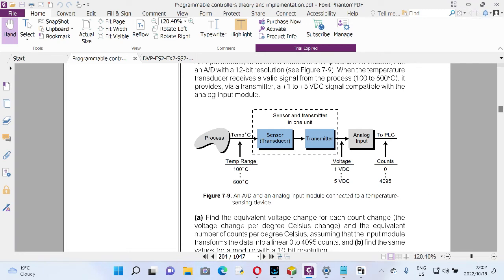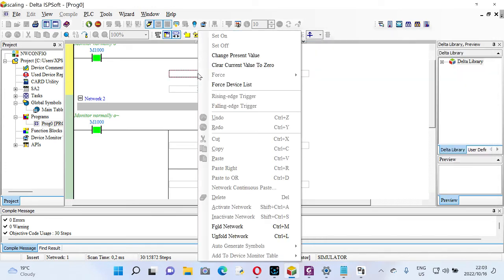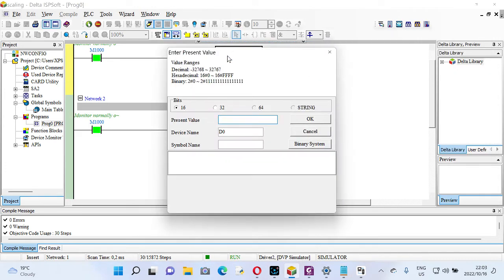Why did I use 4096? Because when I count in binary bits, 0 is a state. So we say 1 from 0. 1, 2, 3, 4 up to, so it's 4096, 2048. So that's our 50% of our signal that is coming. So I'm going to come here and say change present value to 2048.